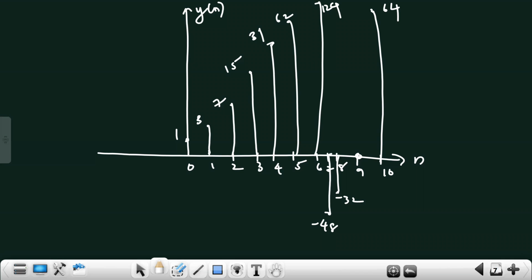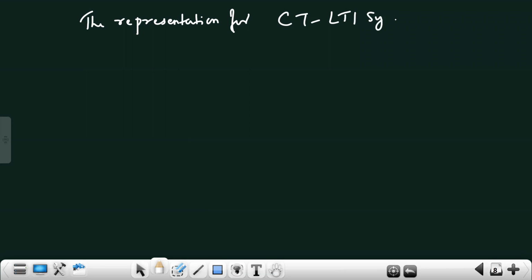Now we will go to the continuous time system. Same procedure, but only the continuous time systems we are going to analyze. So take down the heading: the representation for continuous time LTI system in terms of impulse response.